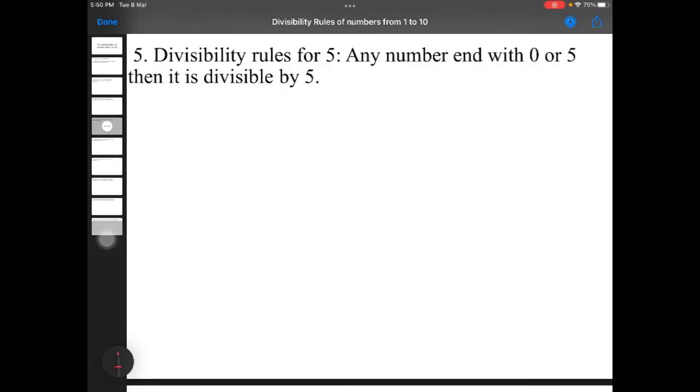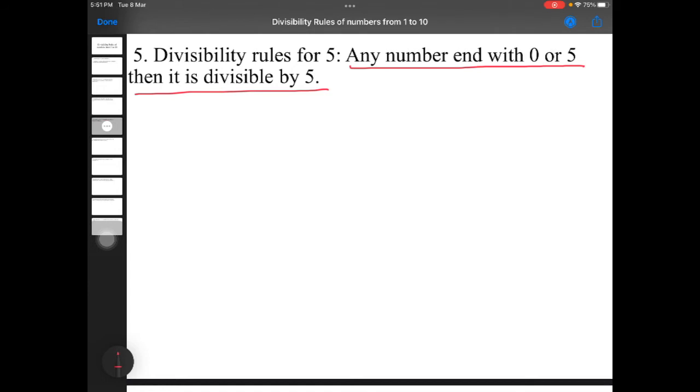So the fifth one, divisibility rules for number 5. It says any number which ends with 0 or 5, then it is divisible by 5. This is very easy. The divisibility for number 5 is very easy. That means no matter how big the number is, if it ends with 0 or 5, then that number can be divided by 5.